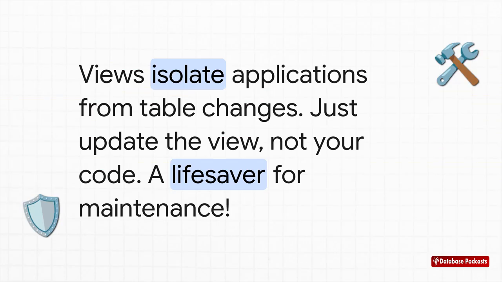And this layering gives us something that is absolutely critical in software engineering: isolation, or abstraction. Just imagine your application code is querying a view. Now, what happens if you need to rename a column in one of the base tables? Well, instead of having to go and rewrite every single application query, you just update the view definition once. Your application is completely shielded from the change. It is a total lifesaver for maintenance.